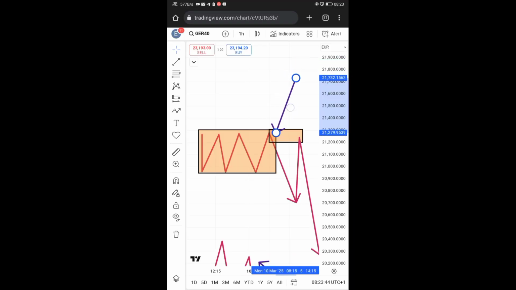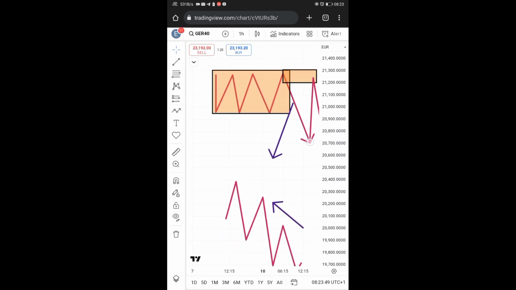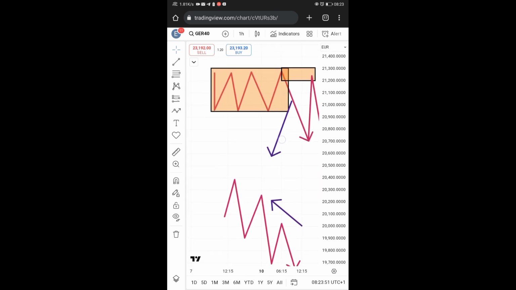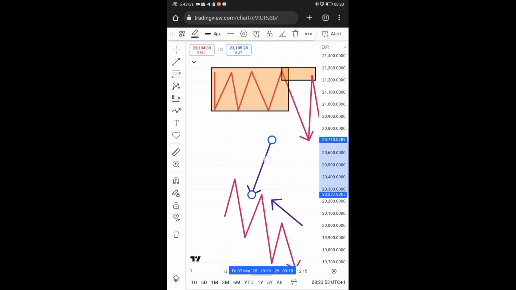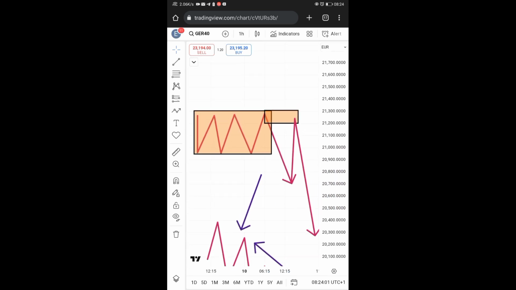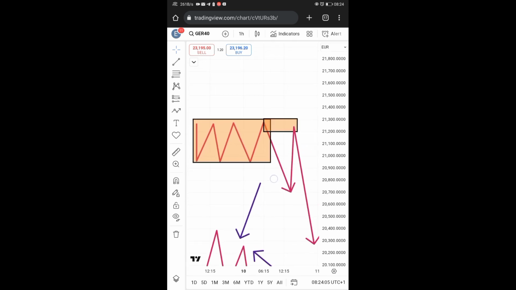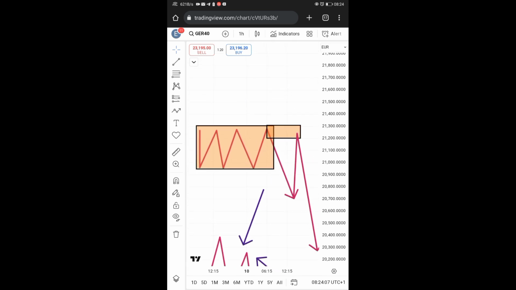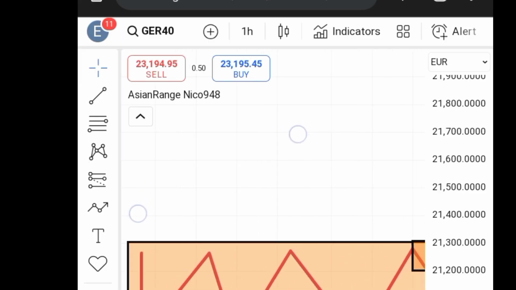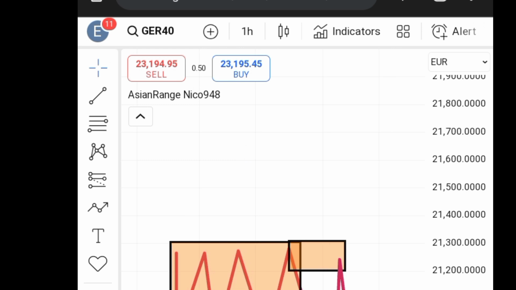So this is what we are looking at, the bear scenario of this market, the bear side. This is the bear trend when it comes to your H1, to your M15, to your M1 or 3 minutes. Then you take your trade to the downside. This is what we are going to be looking at before any other thing, and we are going to use our Asia range by Nico 948. That is the indicator we are going to be using along with this strategy.